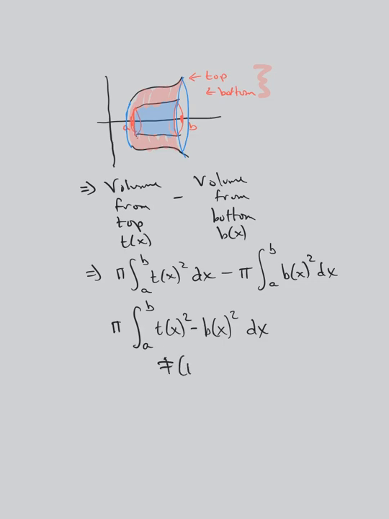That's not the same as subtracting the two functions like we did with area, and then squaring. That's not the same. You got to take each function and square it, and then subtract the two functions. Let's try one more just to make sure we got it.